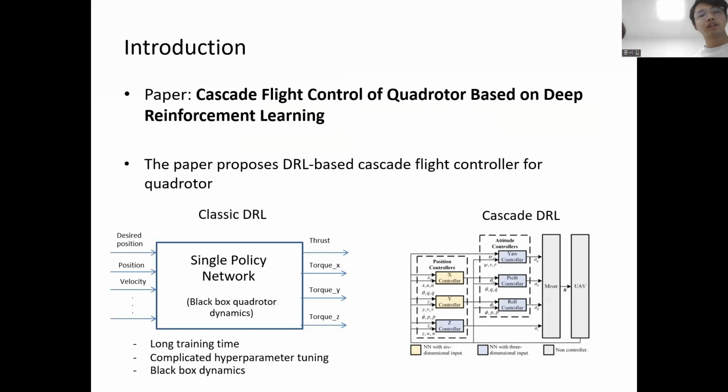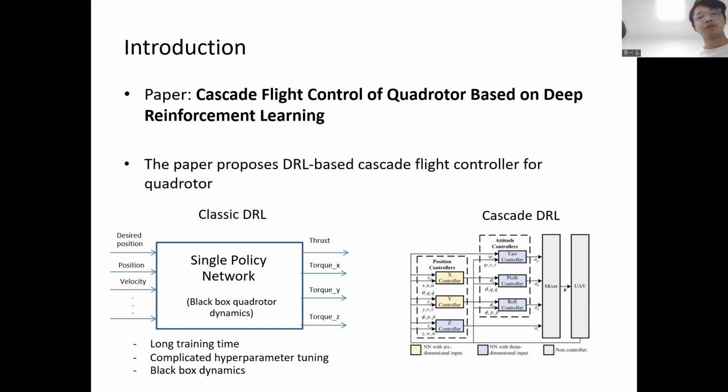For the introduction, the paper proposed a deep reinforcement learning-based Cascade Flight Controller for cloud routers. They are motivated by the fact that the classic deep reinforcement learning cloud router has only one single policy network, as can be seen from the left figures, and that takes the state and desired values of the state as input and directly outputs the control variables and also regards the dynamics as a black box. And this requires a substantial amount of training time and complicated hyperparameter tuning.